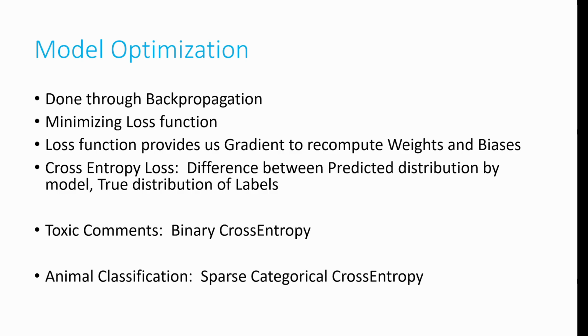For these examples, we're using cross-entropy loss, which is the difference between the predicted distribution by the model and the true distribution of labels. For our NLP problem, it'll be binary cross-entropy because we know a comment could either be toxic or clean. And for our animal classification problem, our computer vision problem, it'll be a sparse categorical cross-entropy loss function because we know our image could be either a dog, a cat, or a panda.